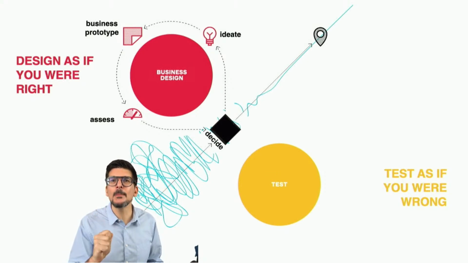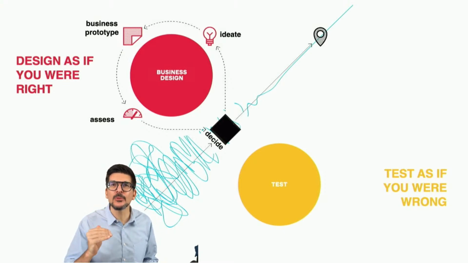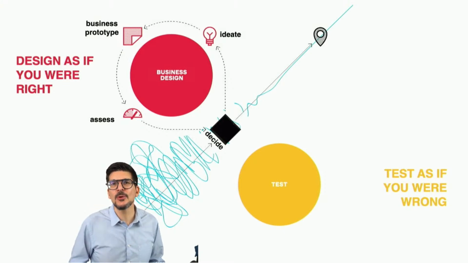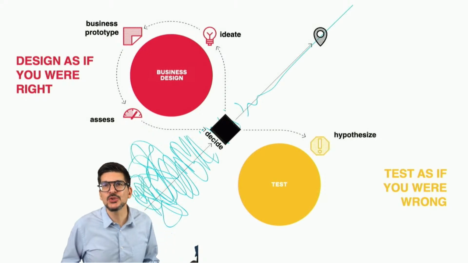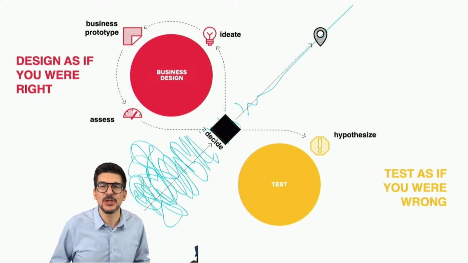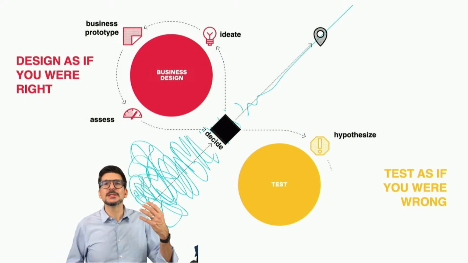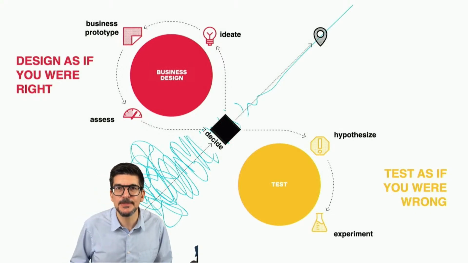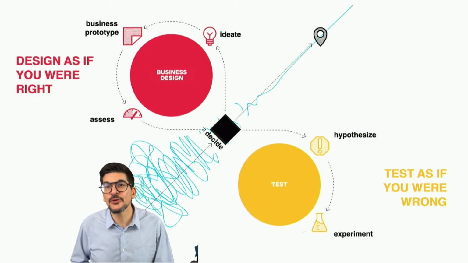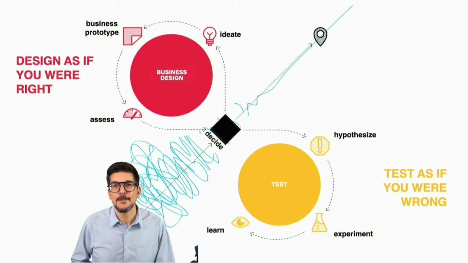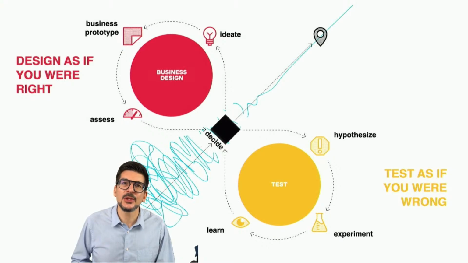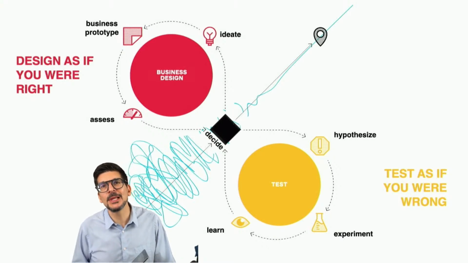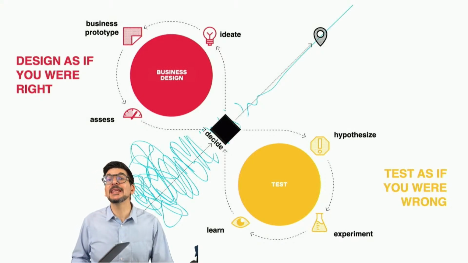You are very humble and you say, I am probably wrong. Let me make sure I'm right. So you ask what needs to be true for this idea to work. This is what we call hypothesis. You test your hypothesis with experiments and you learn from the experiments. And what you learn allows you then to decide, can I do more testing because I'm on the right path? Or do I need to completely change my idea or even kill it?